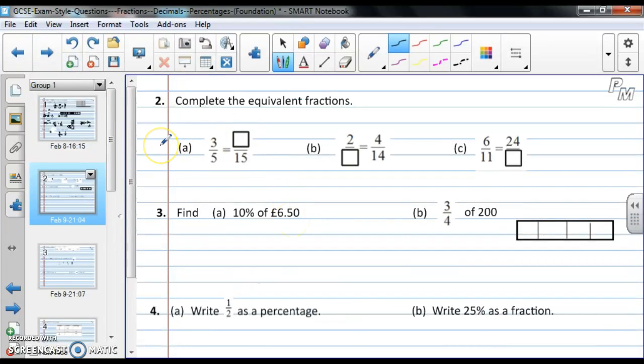Now, with the equivalent fractions, what I'd like you to do is look for what I have to multiply the bottom number by to get to the other number. So I need to know what I multiply 5 by to get to 15. Obviously I'm going to multiply that by 3. If I do that to the bottom, I have to do the same thing to the top. So you're going to fill in the answers at the top. You're going to do the same thing with these ones.